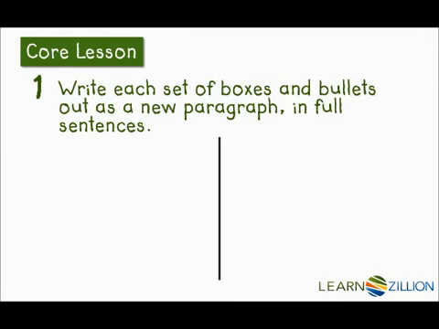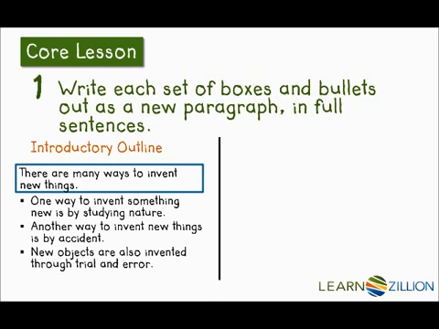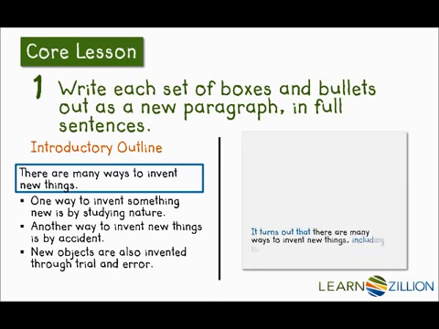First, I'm going to write each set of boxes and bullets out as a new paragraph, and I'm going to start with my introductory outline. So I want to take my thesis and my main points and put them in a sentence or two. I'm going to say something like, well, it turns out that there are many ways to invent new things, including by studying nature, by accident, and through trial and error. I've just taken my 3 bullet points and added them to my thesis statement so that I'm not being too repetitive. But this is not a full introduction.